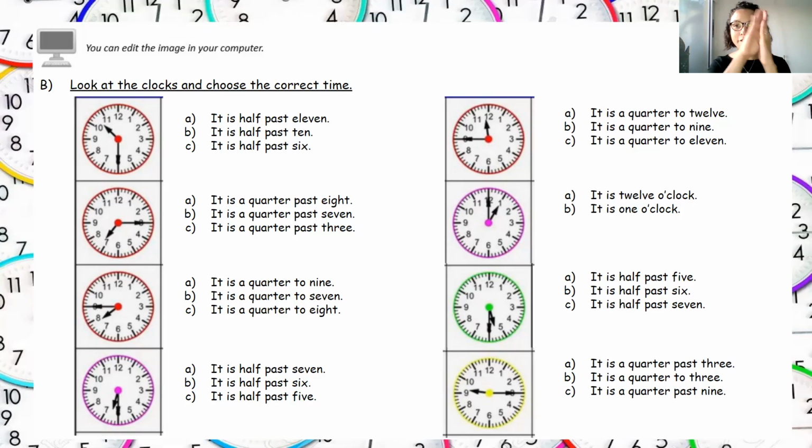So option A, it is 11. Let's take, not sure. B, it is 10. Well, that could be it. And C, it is 6. Not really, because the short hand, the hour hand, is between 10 and 11. So it's not 11 because the hour hand is not pointing exactly at 11. So it must be 10. It is 10, B. Okay, good.